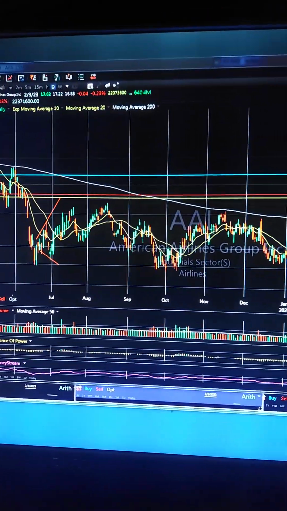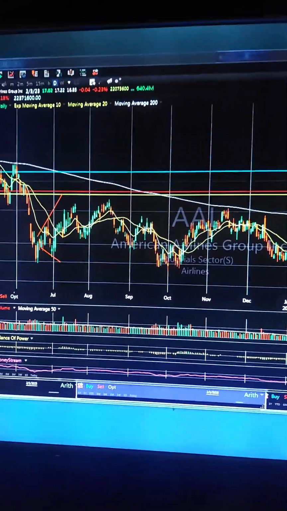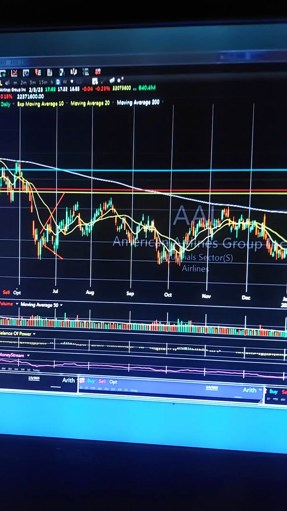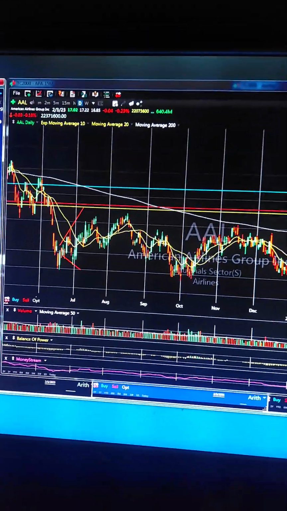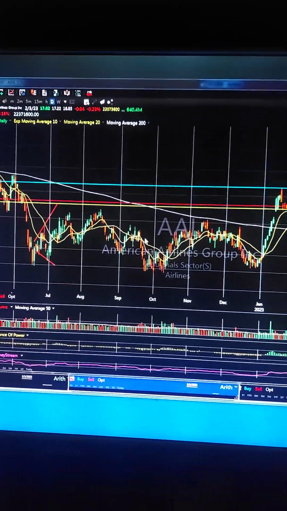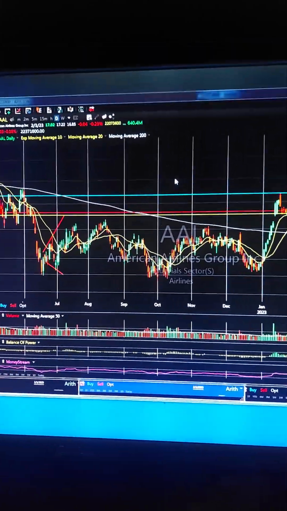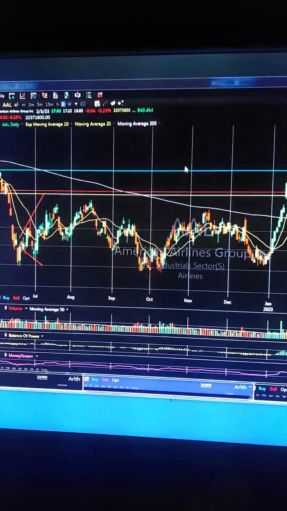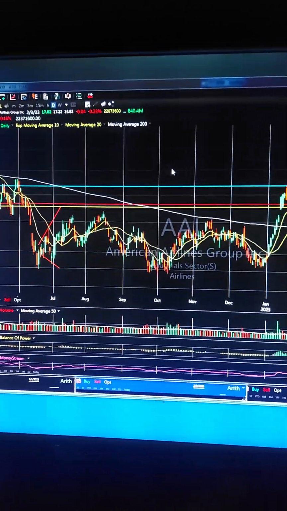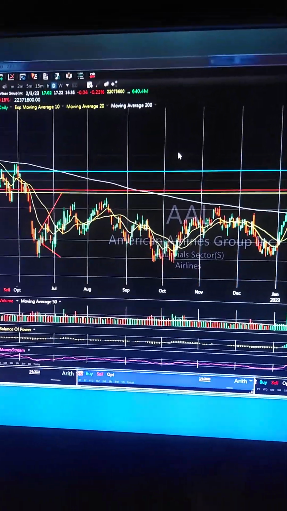Okay, in this video, I am going to point out the algorithmic nature of price movement. This happens to be American Airlines stock. This is a daily chart, and you can see all this up and down price action. And essentially, in the simplest of terms, the algorithms are looking to do two things.